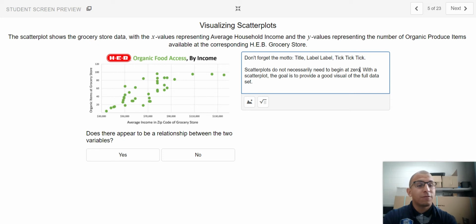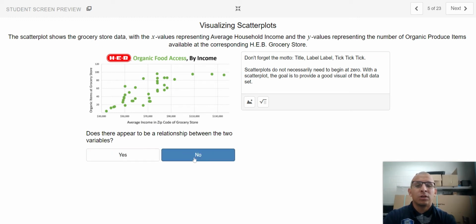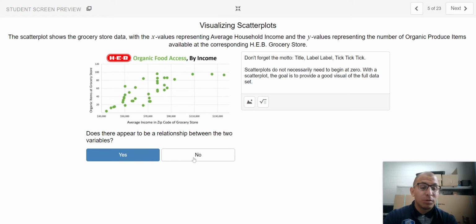Right now, I'd like for you to intuitively decide if there appears to be a relationship between the two variables. Does the average income of the zip code seem to have some type of effect or relationship with the number of organic items at our grocery store? There will be an explain your thinking box that appears here after you make your selection, so please make sure that you do that.